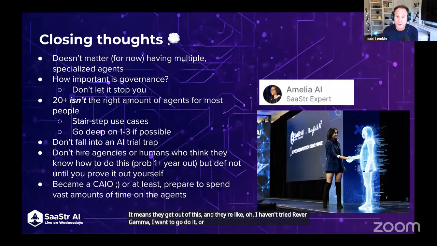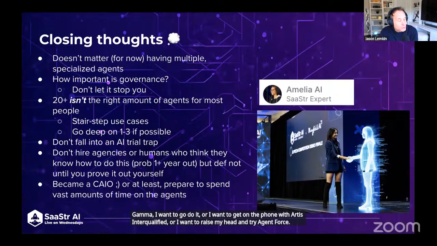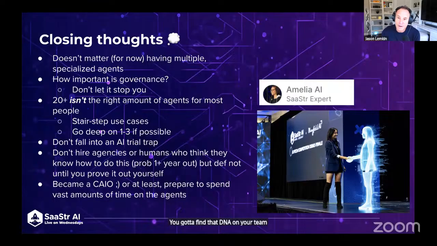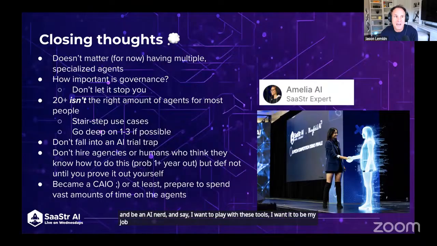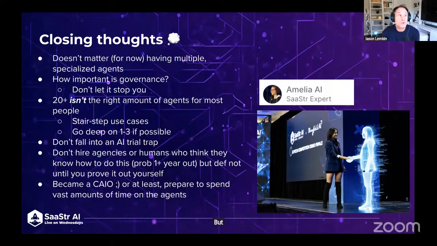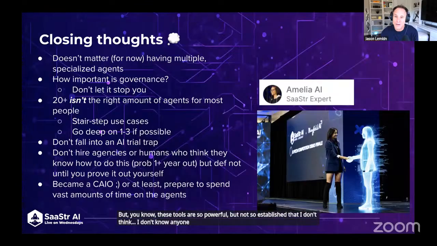Or I want to get on the phone with Artisan or Qualified, or I want to raise my head and try Agentforce. You've got to find that DNA on your team or hire it, or at least for now, you're not going to get any results. Someone's got to raise their hand and be an AI nerd and say, I want to play with these tools. I want it to be my job. Or you're just going to hire a bunch of agencies and get mediocre results. And maybe that's okay. But these tools are so powerful, but not so established. I don't know anyone that's getting great results hiring agencies.